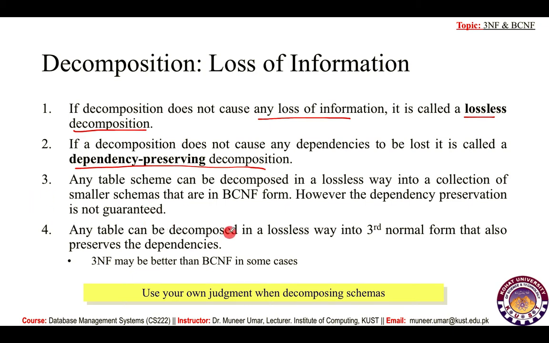Any table can be decomposed in a lossless way into third normal form that also preserves the dependencies. So in third normal form, it is possible. 3NF may be better than BCNF in some cases. Actually, in most cases, when we design and develop our databases, we normalize our database up to 3NF because 3NF is usually considered sufficient to be implemented in databases to get the quality of data.